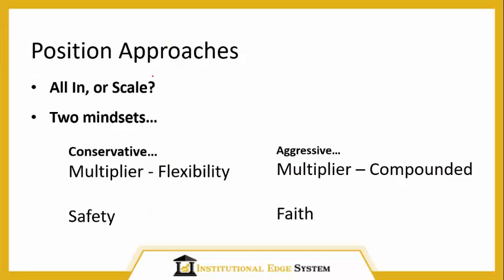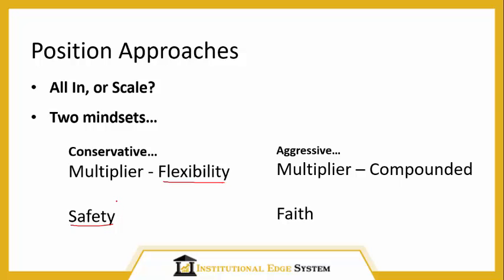Let's look at this. If you go all in, that is, let's say I take 4 contracts and I go right in with a sell at the top of that, or I scale my position in. There are two mindsets. The first one is somewhat conservative. I'm looking for flexibility and I'm interested in safety. I'm scaling in because I know there's a swing there, but I'm not entirely sure how deep or how long that swing is going to be.